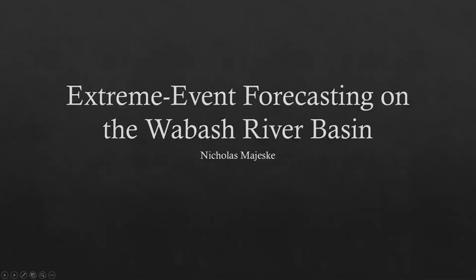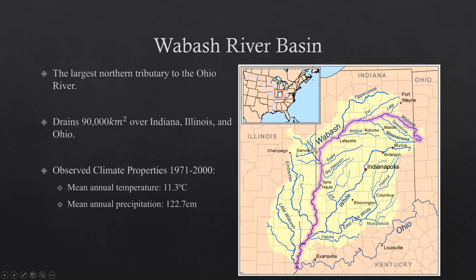Okay, great. All right, so my name is Nicholas Majeski, and as you might recall, I'm doing extreme event forecasting on the Wabash River Basin. So I'll just recap my project. The Wabash River Basin is the largest northern tributary to the Ohio River. It's about 90,000 kilometers squared over Indiana, Illinois, and Ohio.